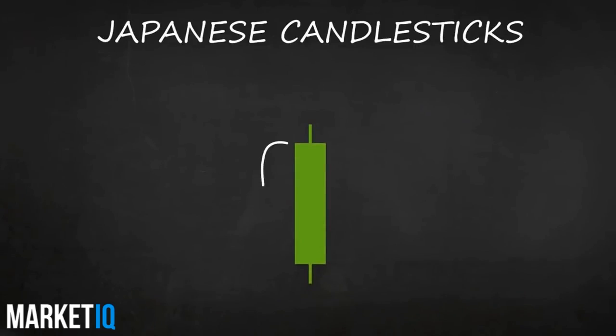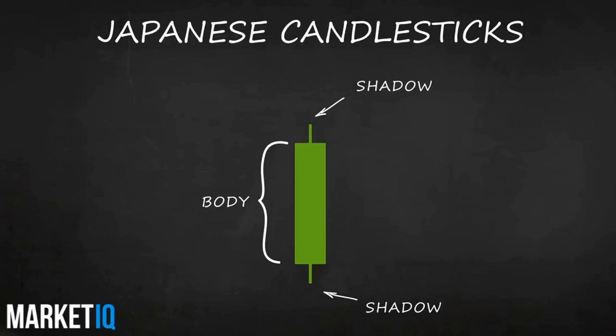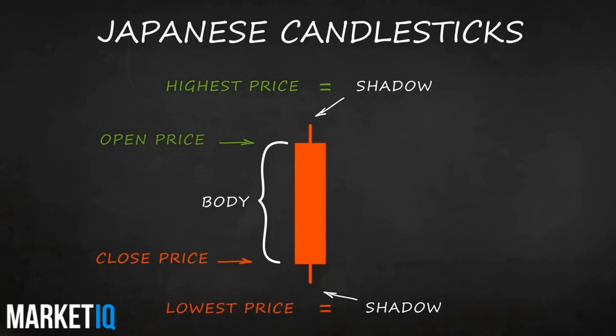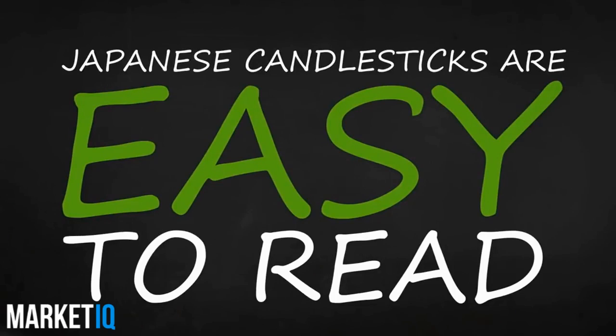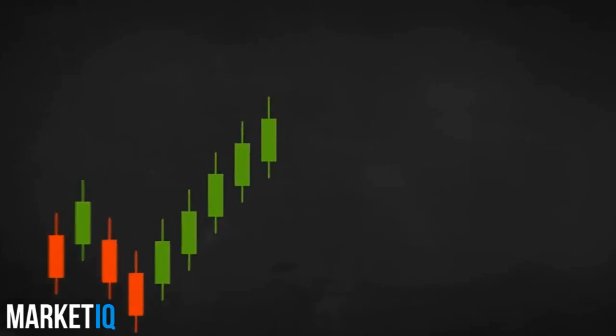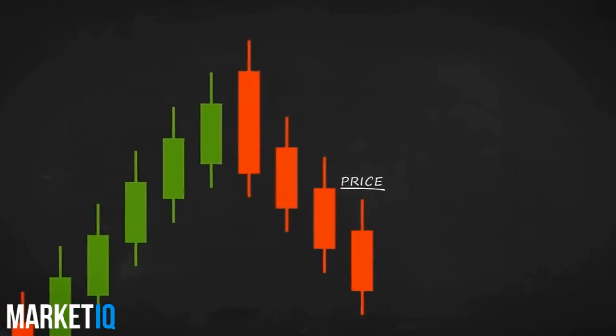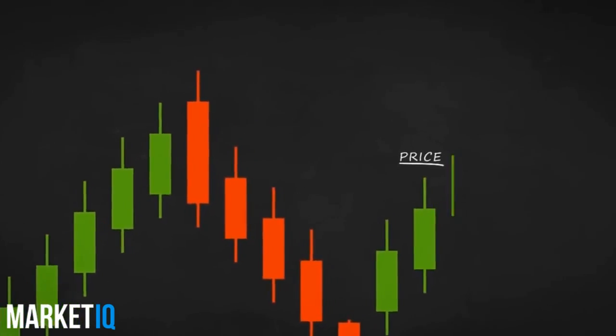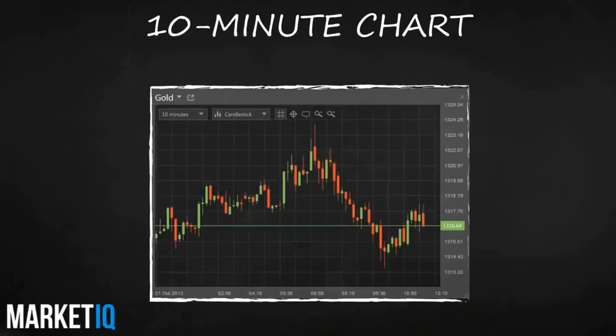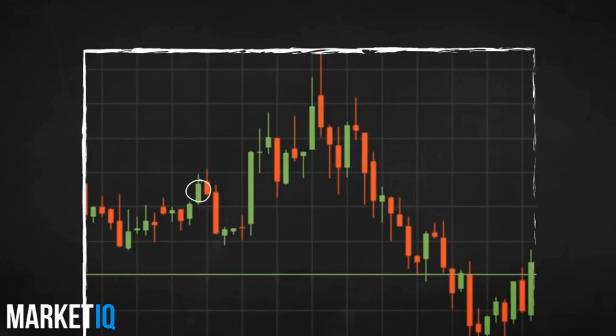Every candle consists of a body and one or two tails called shadows sticking out of it. The body indicates the range between the open and close price for a specific time frame, and the shadows represent the highest and lowest price levels reached for the set interval. Japanese candlestick charts are easy to read. A red candle shows that the price is going down, and a green one represents an increasing price. If you're looking at a 10-minute chart, each candle represents a 10-minute time interval.